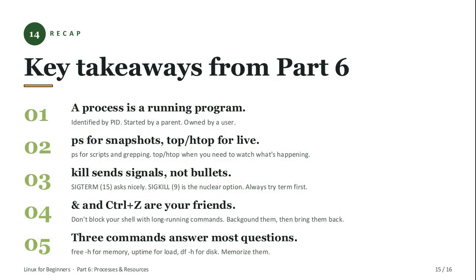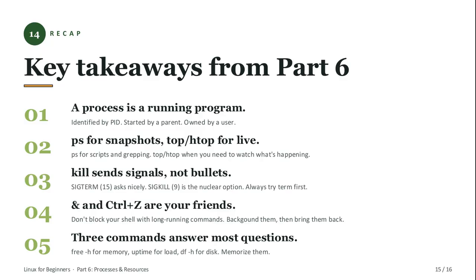So let's pull it all together. A process is just a running program, identified by its PID and tied back to a parent and a user. Use ps when you want a snapshot or something to grep through, and top or htop when you need to watch the system breathe in real time. Remember that kill sends signals. Start polite with SIGTERM. Save the nuclear option for when nothing else works.